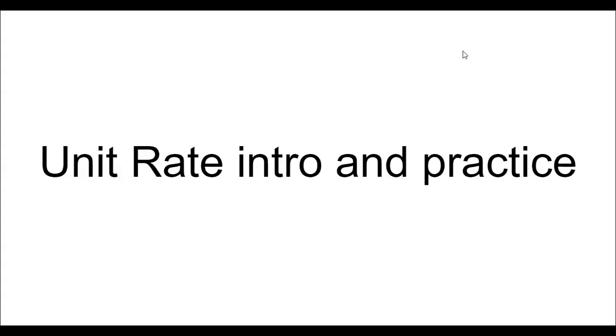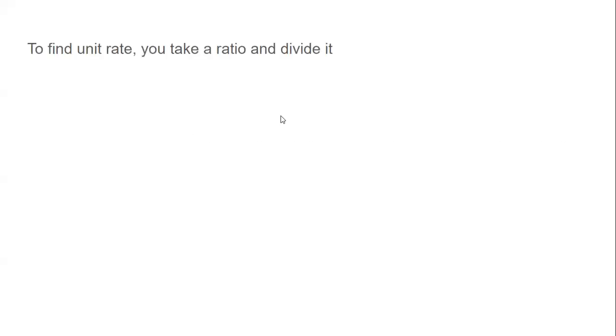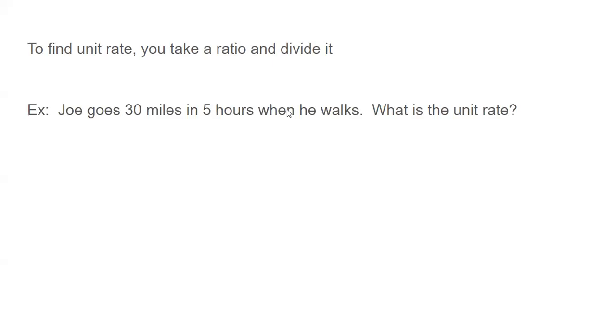All right, we're going to talk about unit rate today, and this is just a spin-off of ratios. So let's get right to it. To find unit rate, you take a ratio and you just divide it. That's all you're trying to do. You're trying to get it down to a unit, meaning one.